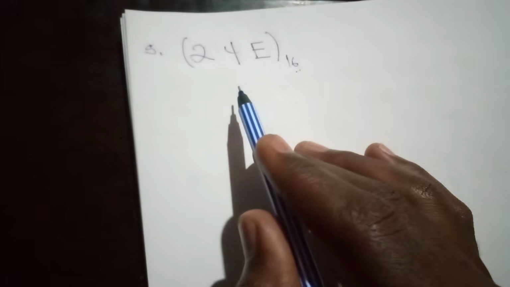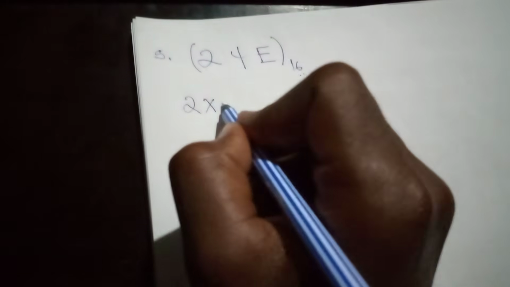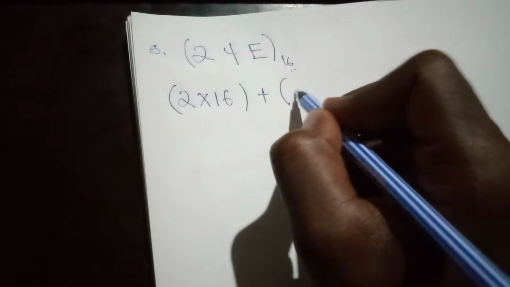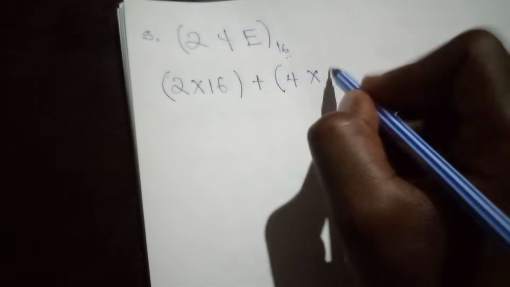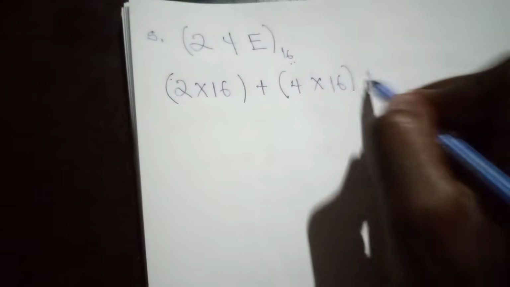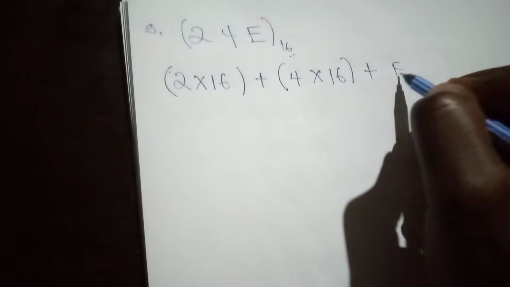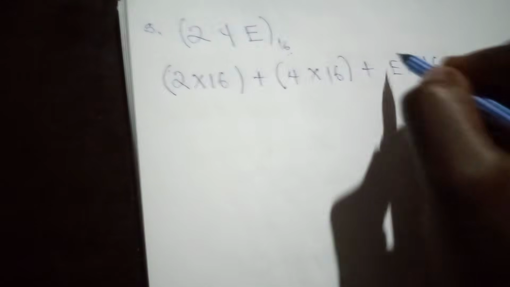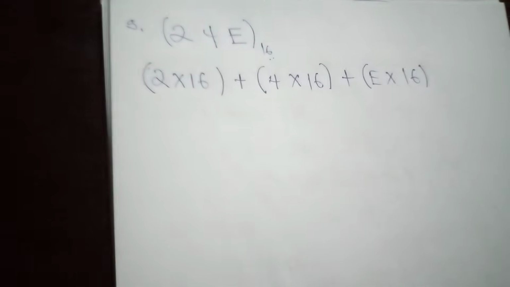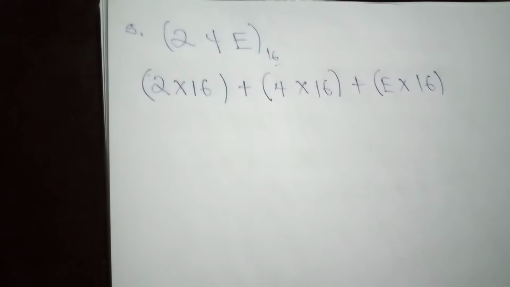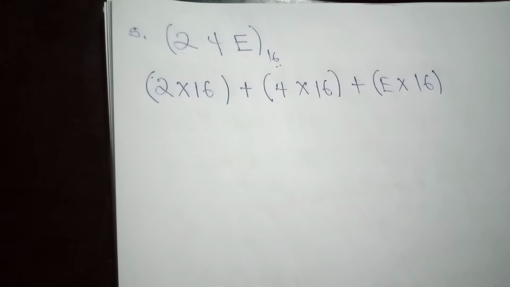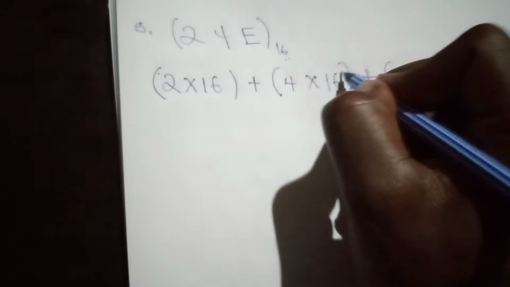So I'm going to start with 2. That is 2 multiplied by the base, which is 16, plus 4 multiplied by the base, that is 16, plus E multiplied by the base 16. Now after doing that, the second step is to assign the power on the base starting from 0. So that is 0, 1, 2.